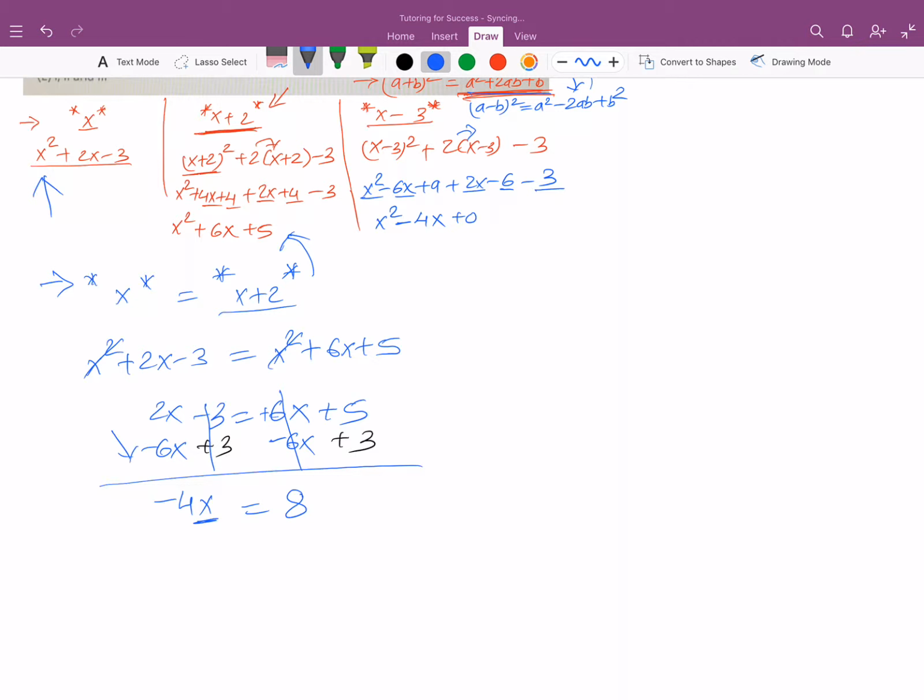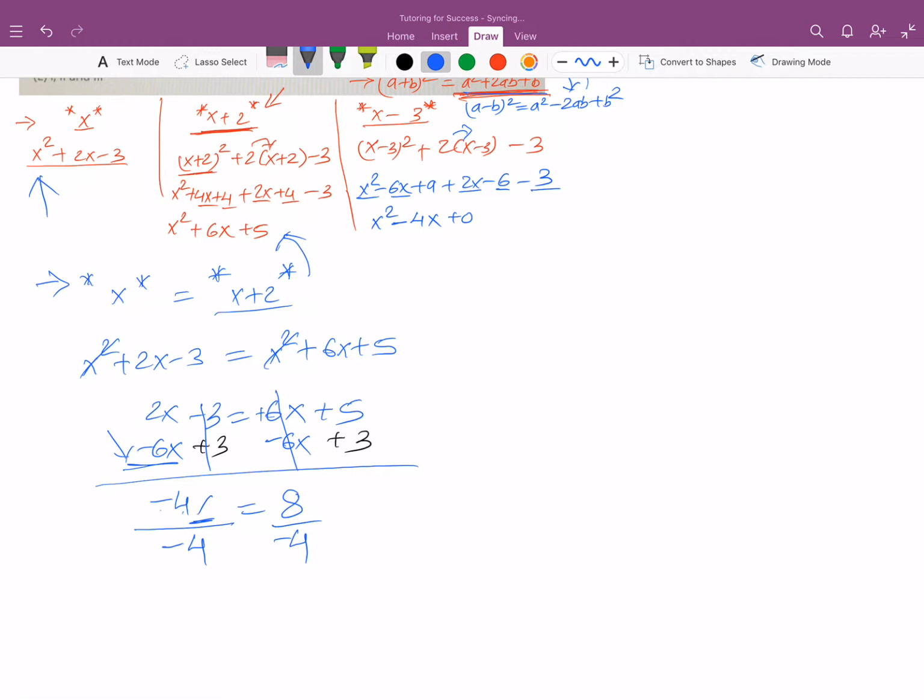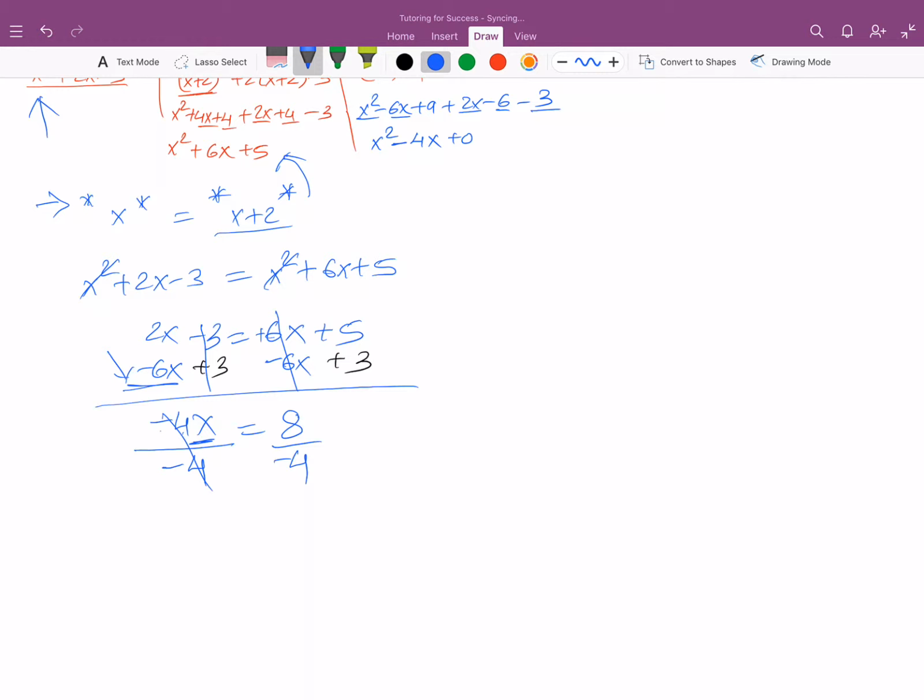You are looking for x by itself, meaning you have to isolate x by itself. So you divide by negative 4. Not add 4 and 4 like what we did here. Let's not do that, because negative 4 is multiplied with x. Just for your reference, you divide by negative 4. That cancels out. x is negative 2.